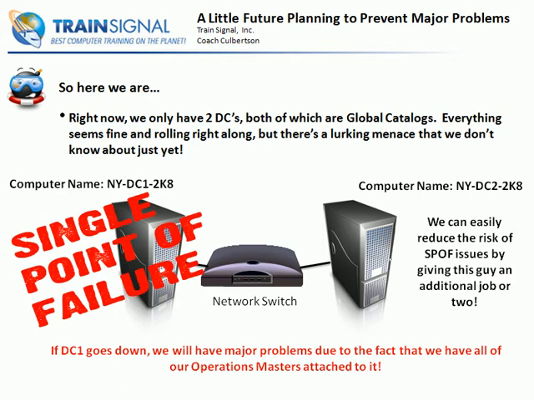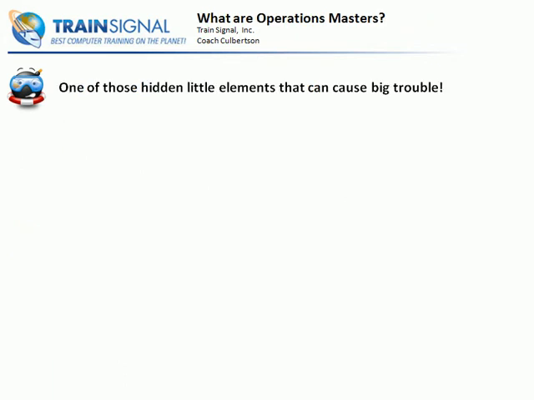Now, here's the deal. We can easily reduce the risk of a single point of failure in terms of our domain controllers by giving our DC2 an additional job or two. Now, that's one way to do it. We're going to talk about a more comprehensive solution. But first of all, I got to tell you what these operations masters are. Because right now you're thinking, yeah, operations masters, blah, blah, blah. I don't know what that is. So let's get you grounded in operations masters.